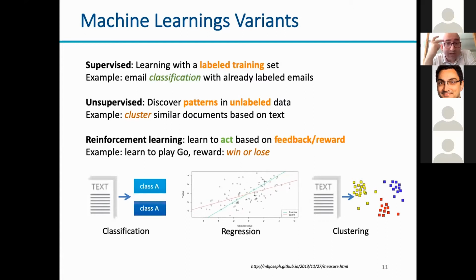The third category of machine learning algorithms, which we don't talk about in this workshop, I just mention it, is reinforcement learning. In this category, the algorithms learn to act based on feedback and the reward of the act, and try to improve the act using this feedback. It's very useful in computer games, maybe playing Go, where the feedback can be win or loss, and we can learn the best act.